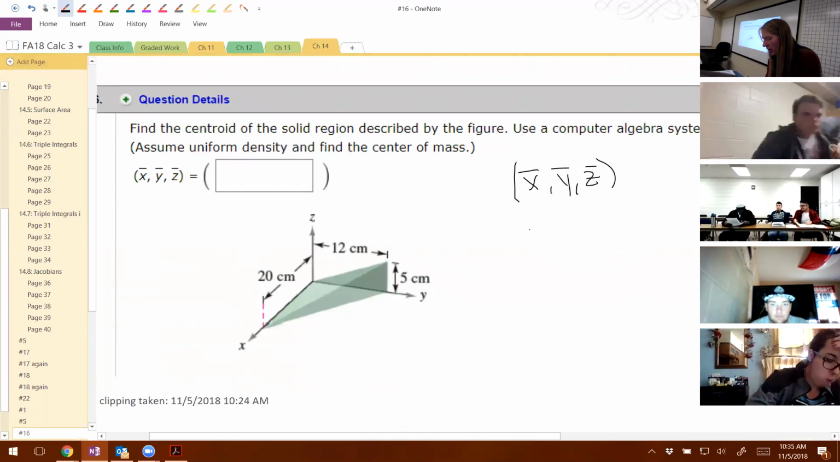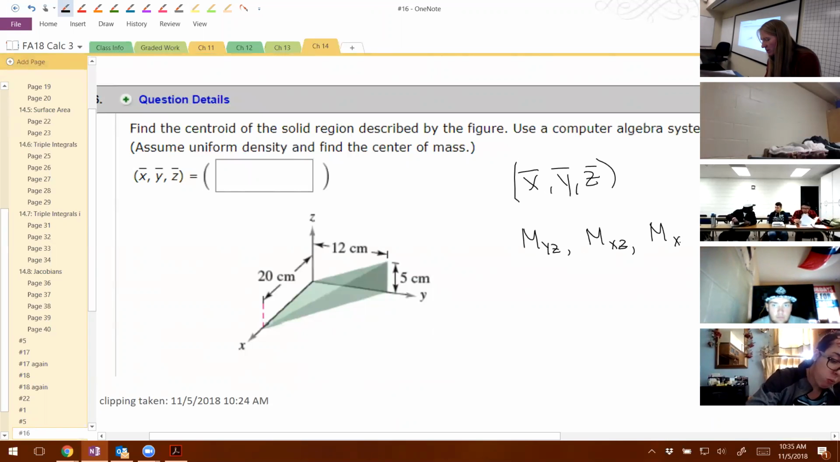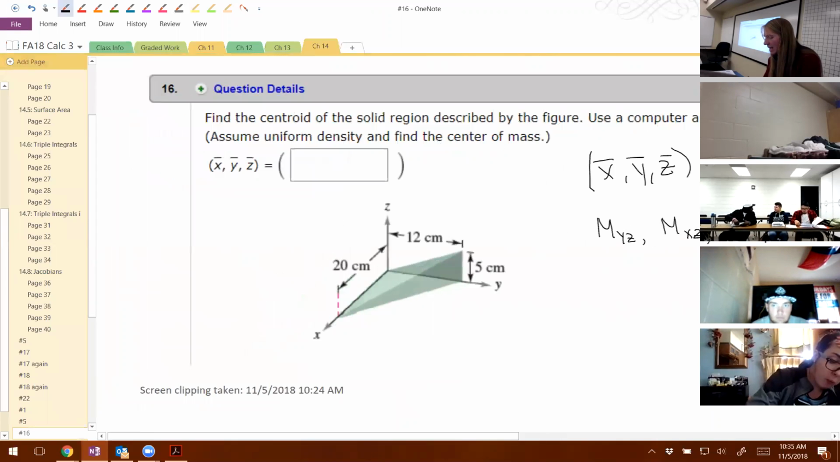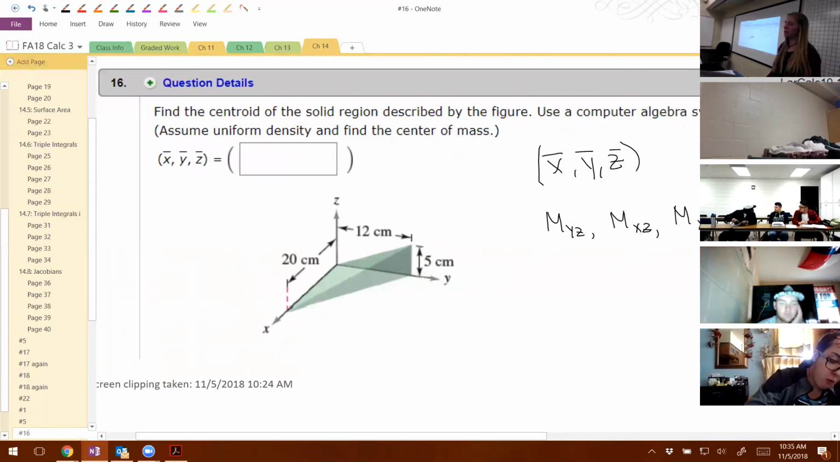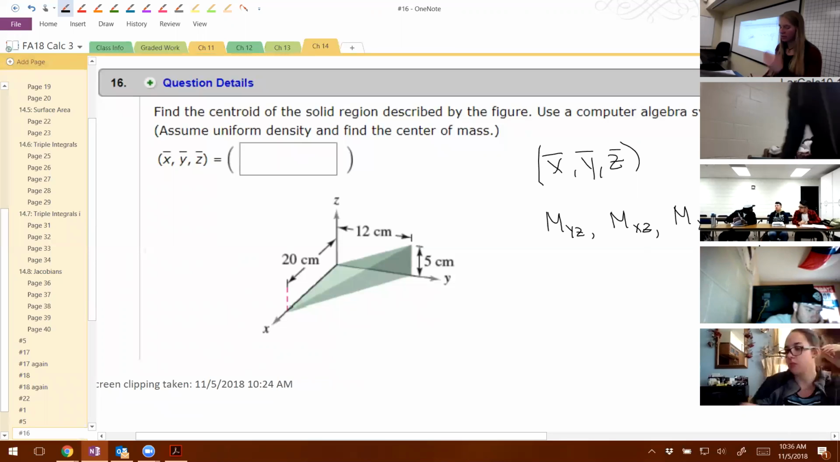Let me write them in the same order they have above. You want to go on the XZ, XY. So you need all of those, and we also need to go back and find the total mass. So we'll get one of them set up, so hopefully the rest kind of fall into place. Let's take a look at the total mass, since that applies to every situation.